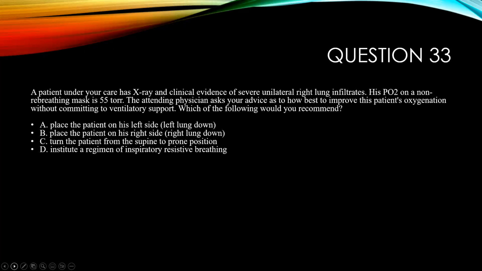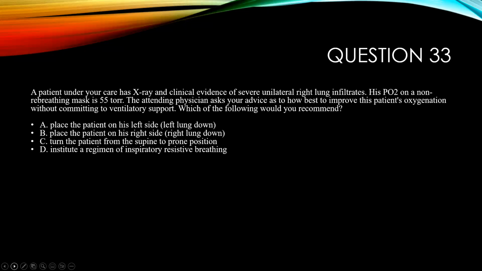Question 33. A patient under your care has X-ray and clinical evidence of unilateral right lung infiltrates. His PO2 on a non-rebreathing mask is 55. 55 keeps him alive, but he's got a very low P to F ratio. The attending physician asks your advice on how to best improve this patient's oxygenation without committing to ventilatory support. Okay, so you're probably thinking of multiple things when you look at this patient. Which of the following would you recommend?